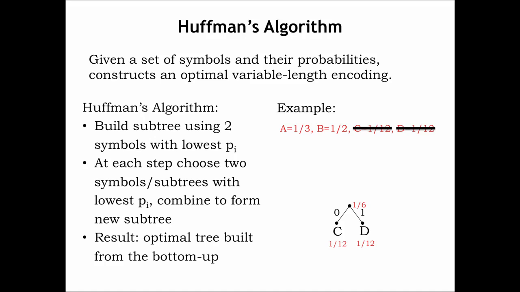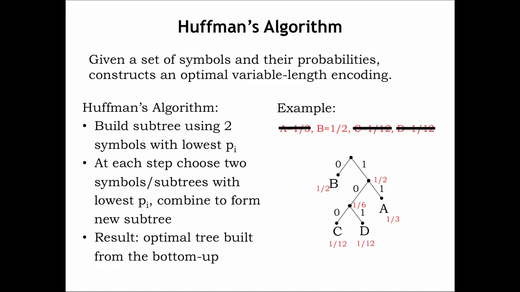Now continue, at each step choosing the 2 symbols or subtrees with the lowest probabilities, combining the choices into a new subtree. At this point in our example, the symbol A has the probability 1/3, the symbol B the probability 1/2, and the CD subtree probability 1/6. So we'll combine A with the CD subtree. On the final step, we only have 2 choices left, B and the ACD subtree, which we combine in a new subtree whose root then becomes the root of the tree representing the optimal variable length code. Happily, this is the code we've been using all along.